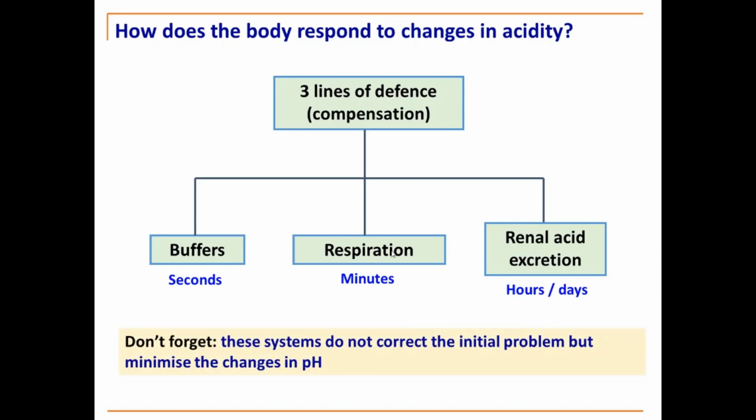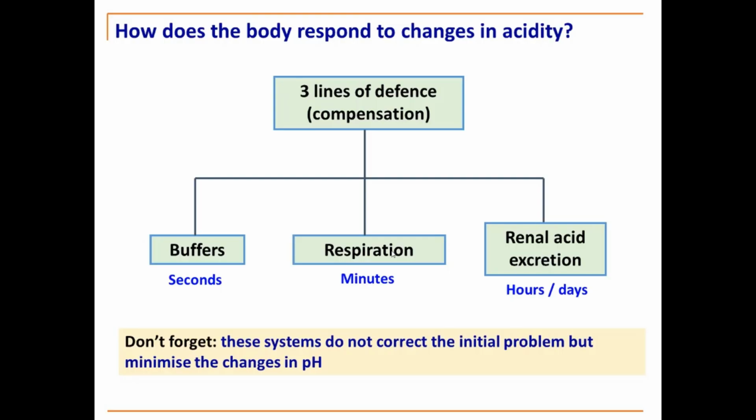And so the important thing to remember is these systems aren't correcting the initial problems. If you've got chronic obstructive pulmonary disease, it's not dealing with the chronic obstructive pulmonary disease, but it's helping to minimize the changes in pH that are occurring within your body so that you don't have the issues with proteins being misfolded or not working.